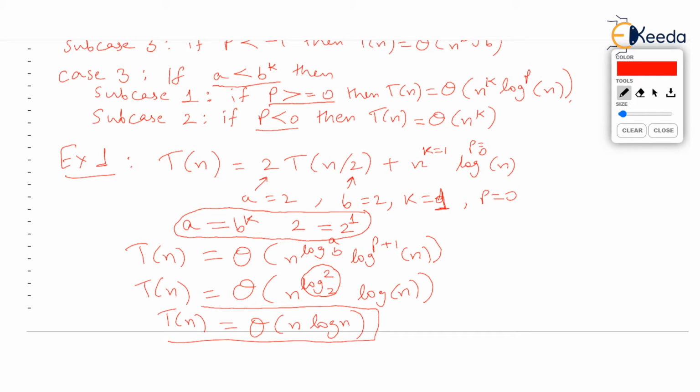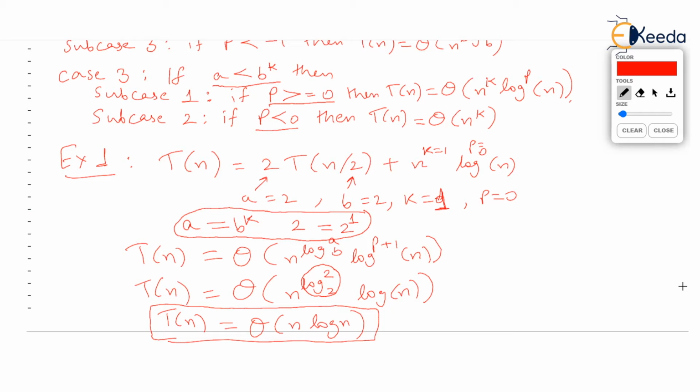So it's hardly one or two steps to solve a recurrence relation, but the recurrence relation should be of the form a T(n/b) plus n raised to k into log raised to p of n. If it is of that form, only then you can solve recurrence relations using Master's theorem.